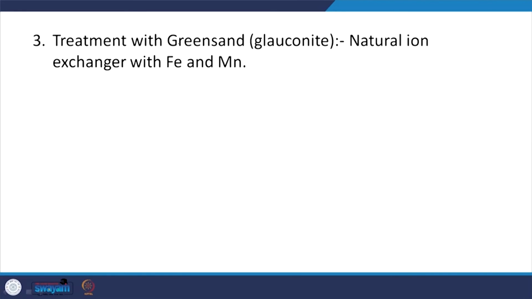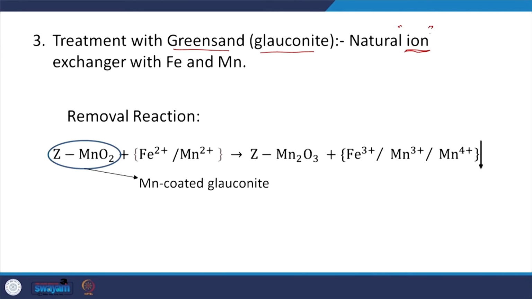So, treatment with green sand, right. Natural iron, it is, I guess, what do we say, not exactly right to call this an ion exchanger, but let's see the relevant reaction. You are going to have green sand and they are going to coat it with this MnO2, different ways to coat it. And when that comes in contact with Fe2+ at relatively higher residence times, you can see that Fe3+, Mn3+ and Mn4+ are going to be formed, which are the oxidized forms, which are then going to precipitate out, right.